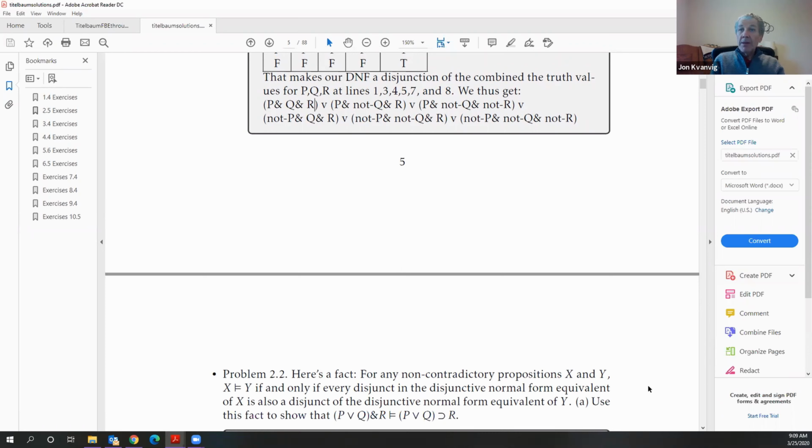So he starts out by telling us a fact, not making one. For any non-contradictory propositions X and Y, X models Y if and only if every disjunct in the disjunctive normal form equivalent of X is also a disjunct of the disjunctive normal form equivalent of Y. Okay, that's a fact. Use this fact to show that P or Q and R entails if P or Q, then R.